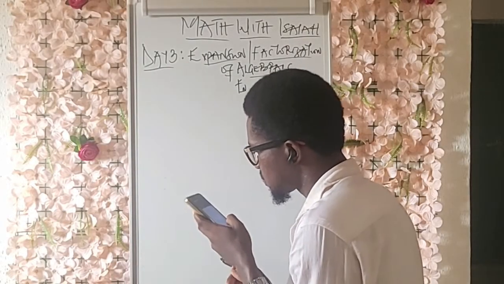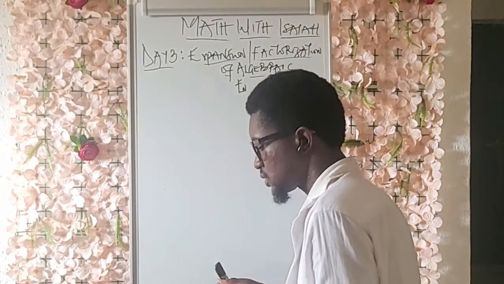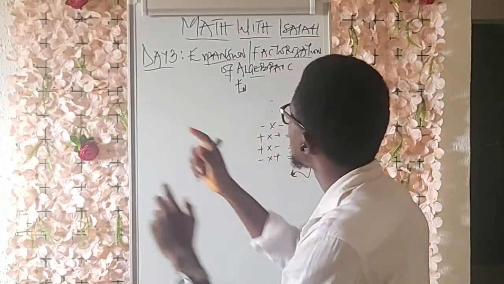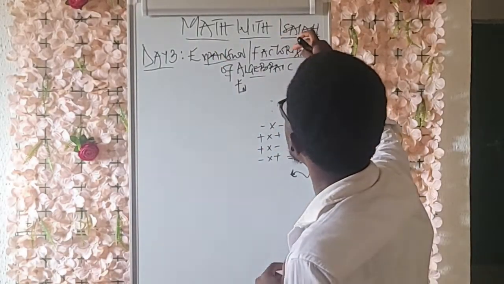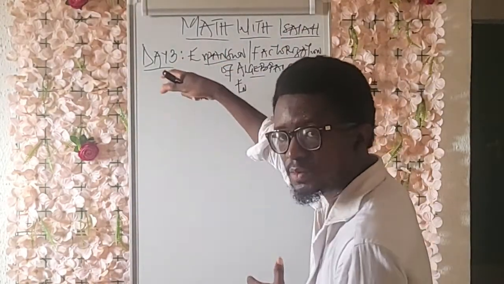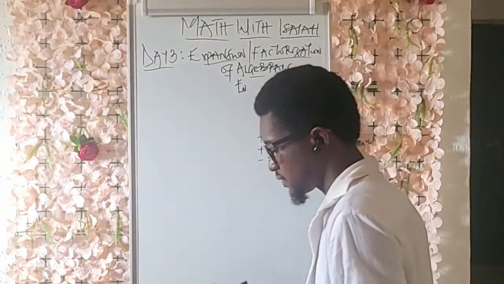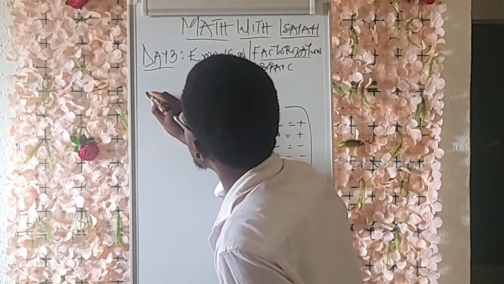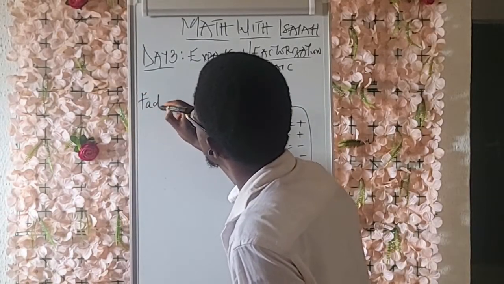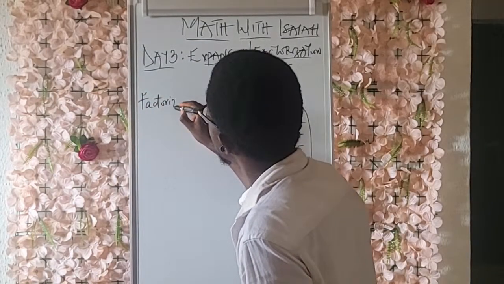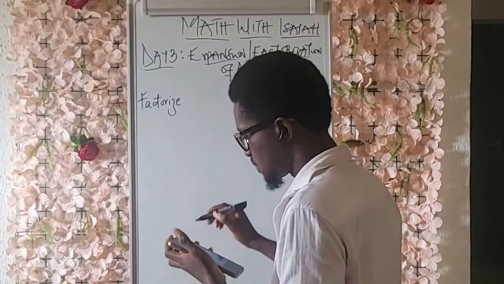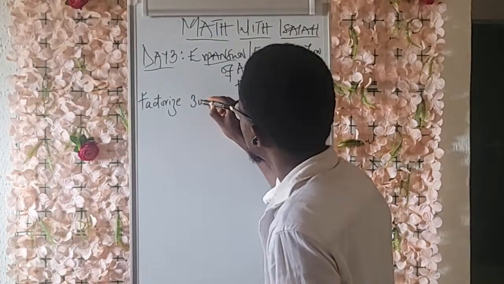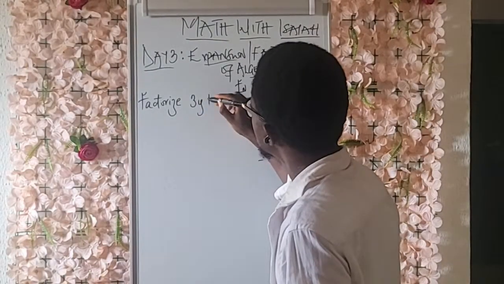So one more example. Okay, so what we're going to do is we'll do one example of expansion, one example of factorization, one example of expansion, one example of this. So now, let's do factorization now. Now factorize this. Factorize 3y plus 12.